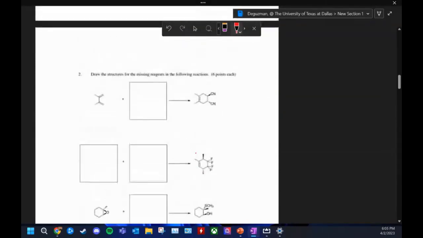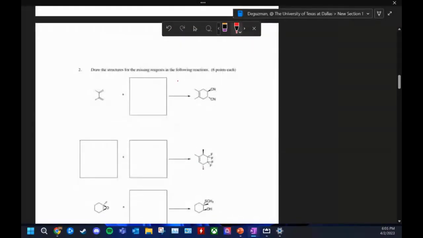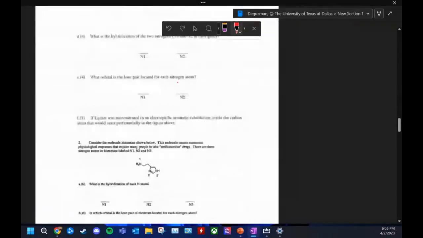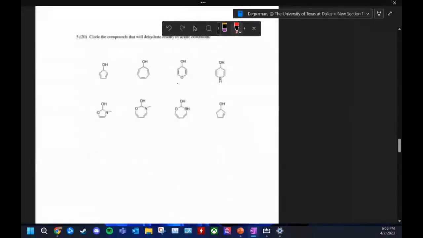And I think after this we have Diels-Alder. So we can finish with them. Okay. Yeah.